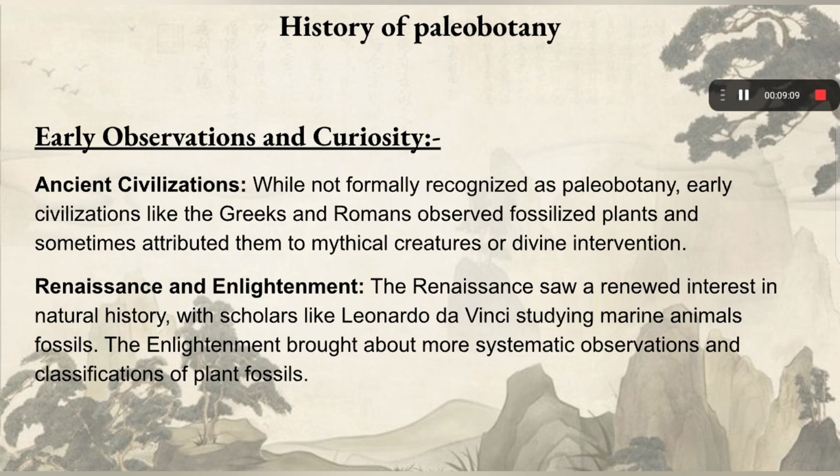So in this Renaissance and Enlightenment period, scholars like Leonardo da Vinci studied marine fossils. This is one of the scholars, named Leonardo da Vinci. He studied marine fossils in this period of the Renaissance and Enlightenment. The Enlightenment brought about more systematic observation and classification of plant fossils. So this is about some early observations and curiosities.